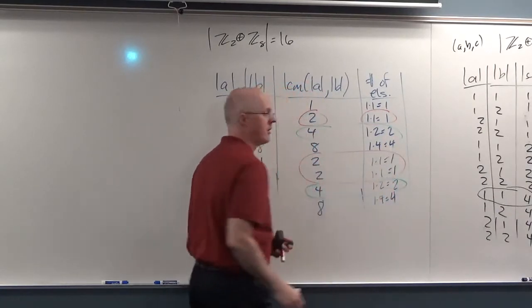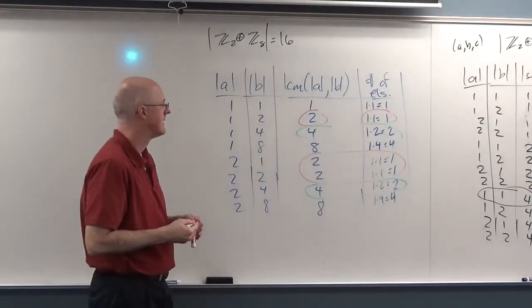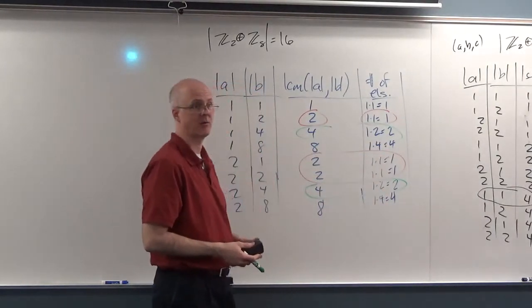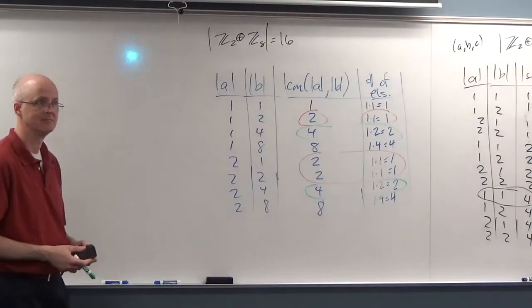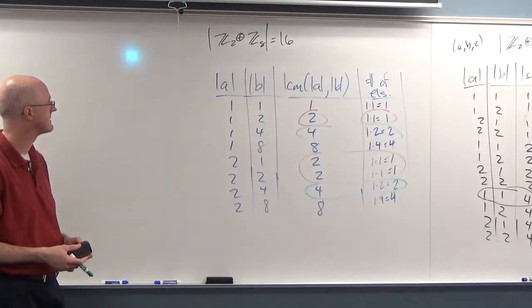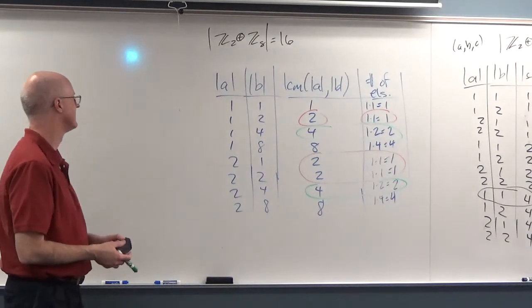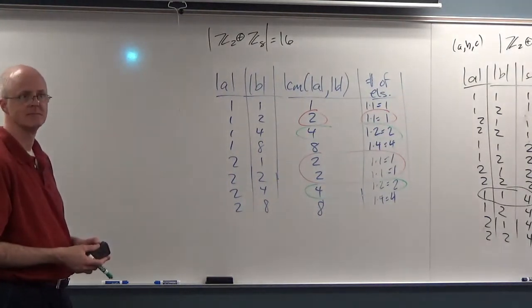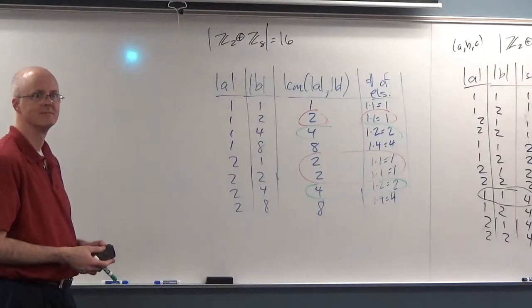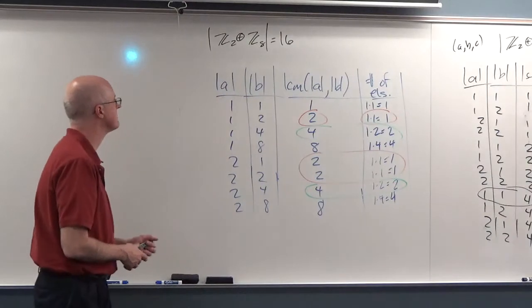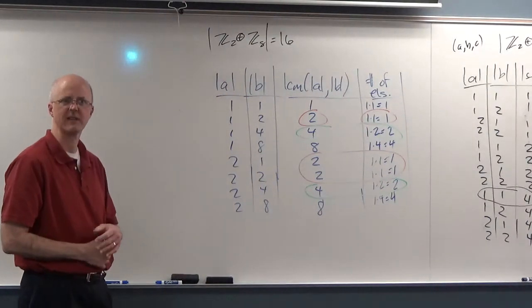2 plus 2 is 4 of them. And what's left? 4 plus 4, 8 elements of order 8. Is that up to 16? Double check that. Yes. Okay. So again, you don't have to organize your work in a table like this, but I think it's probably a good thing.